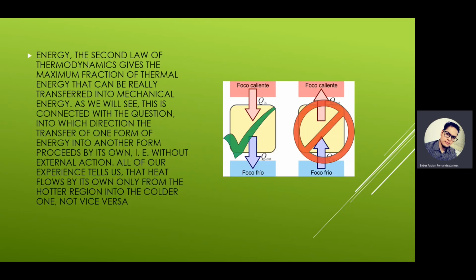The second law of thermodynamics gives the maximum fraction of thermal energy that can be transferred into mechanical energy. As we'll see, this connects with the question of in which direction the transfer of one form of energy to another occurs for processes with no external action. From experience, heat flows on its own only from the hotter region into the colder one.